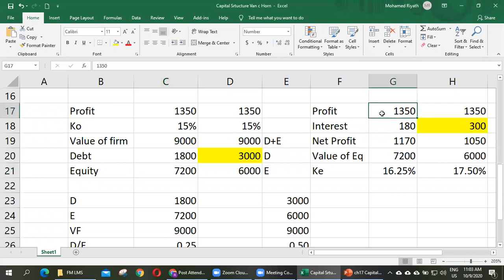Here, the given profit is 1,350 minus interest of 180. How do we get it? Debt capital is 1,800 and 10% of this is 180. So net profit after interest equals 1,170. Then the value of equity is 7,200. This figure has been taken here. So net profit divided by value of equity gives cost of equity equal to 16.25%. Right?